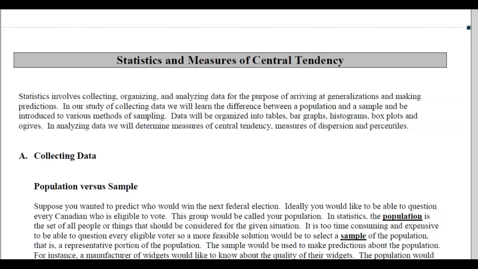All right, so stats and measures of central tendency. As I said, it may be a bit of review. Let's look at the introduction here.